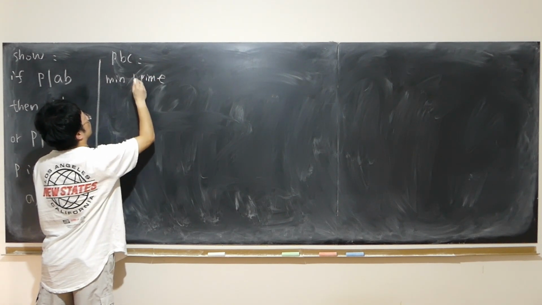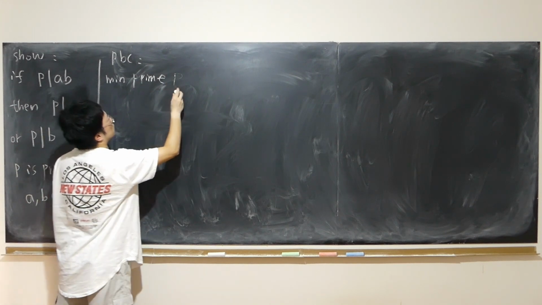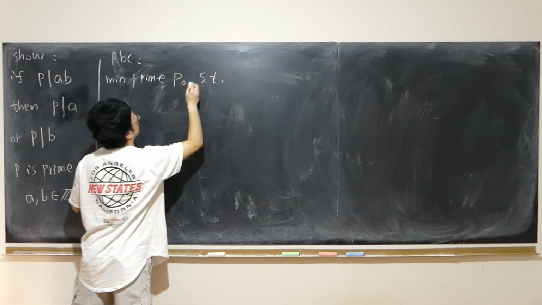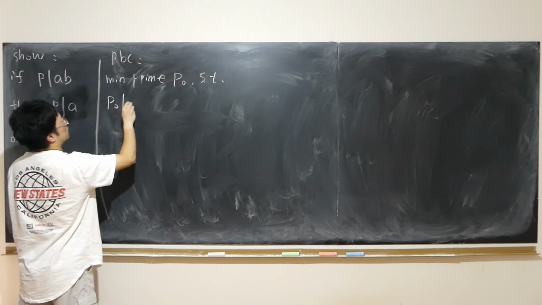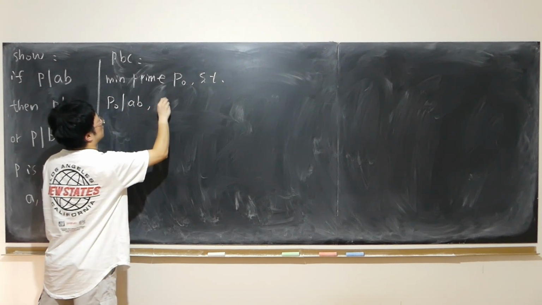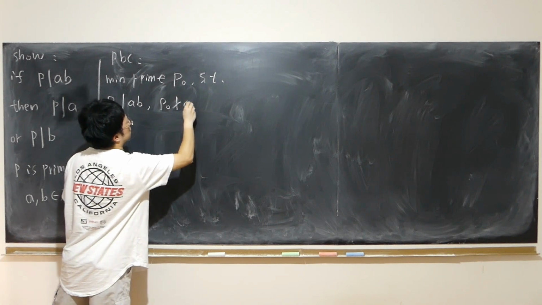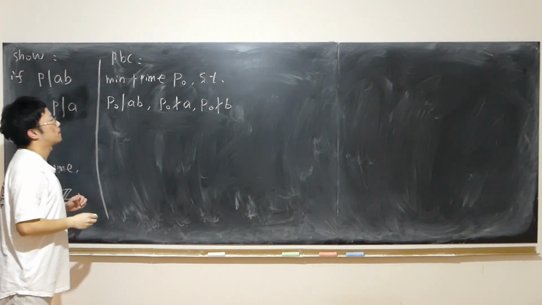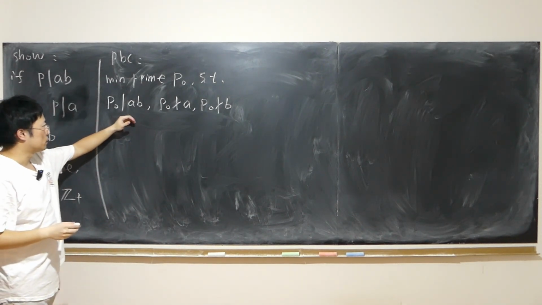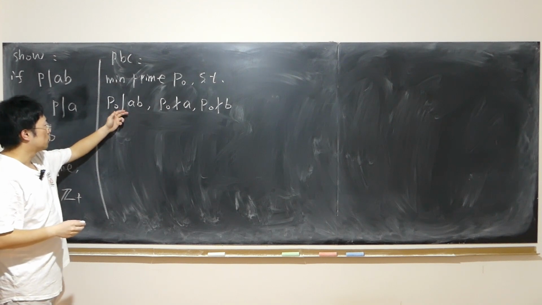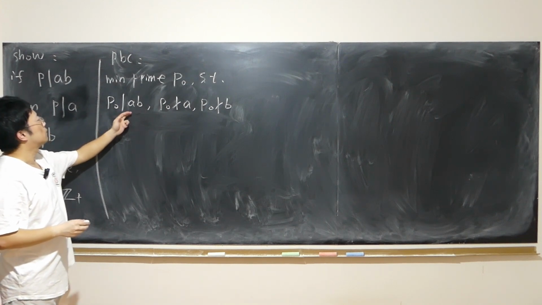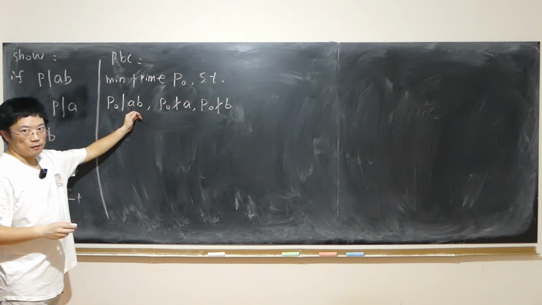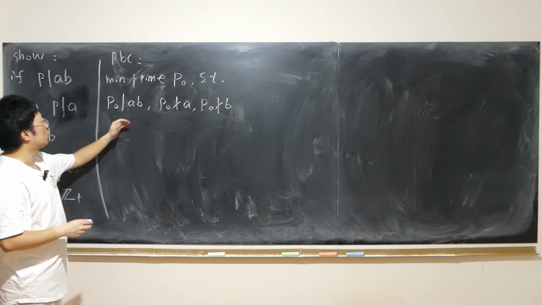of course a positive prime, let's call it P naught, fixed, so that even though P naught divides A times B, P naught does not divide A, and P naught does not divide B. A and B could be many possibilities. They don't have to be fixed. Could be 5, 10, 11, 25.